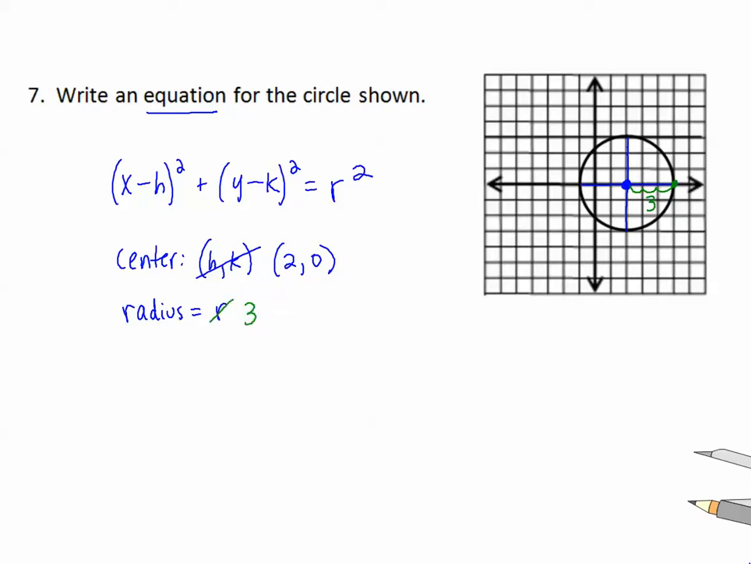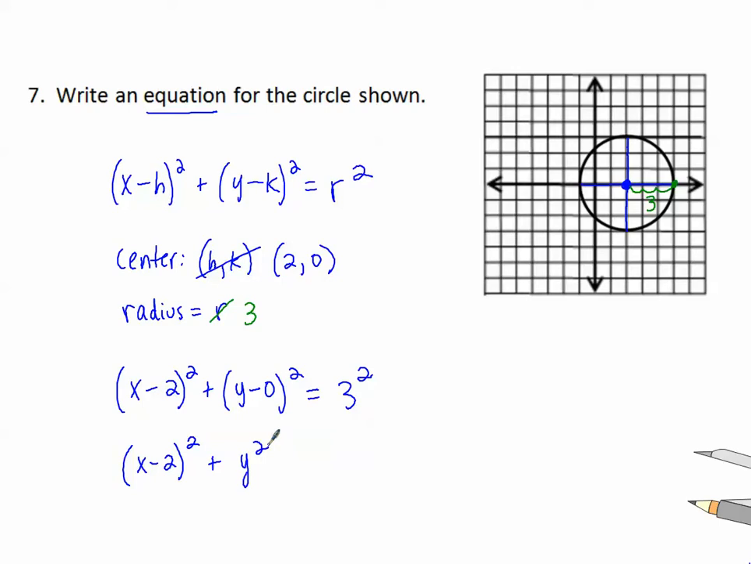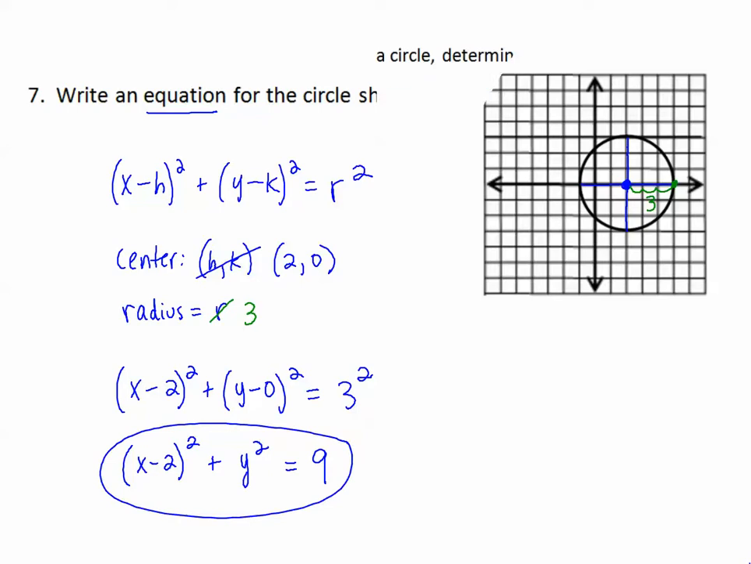So then we plug it into our equation. (x - 2)^2 + (y - 0)^2 = 3^2. But of course we can write it simpler than that, so we do. We don't have to write minus 0, and we don't have to write 3 squared. So there's the best answer.